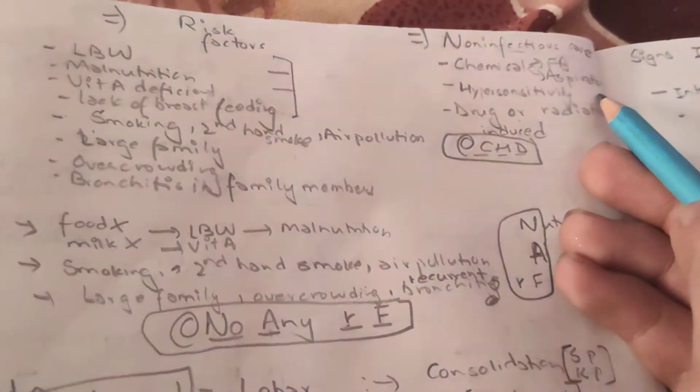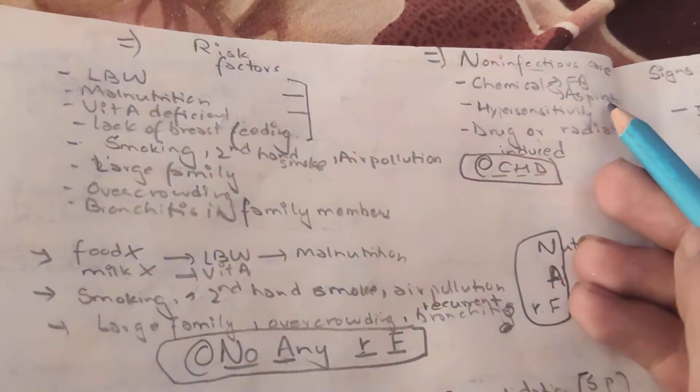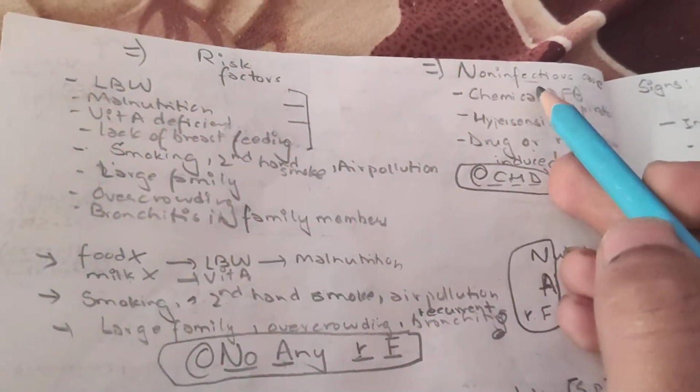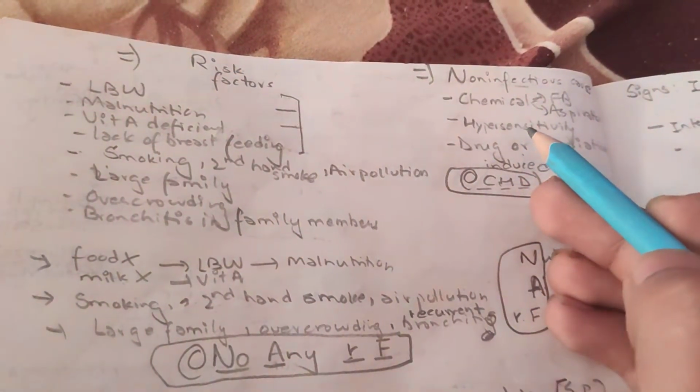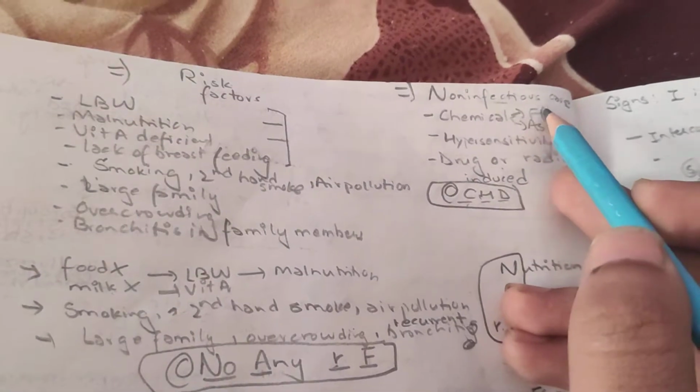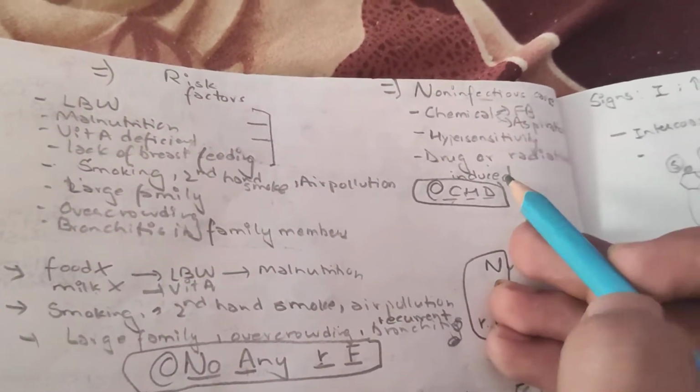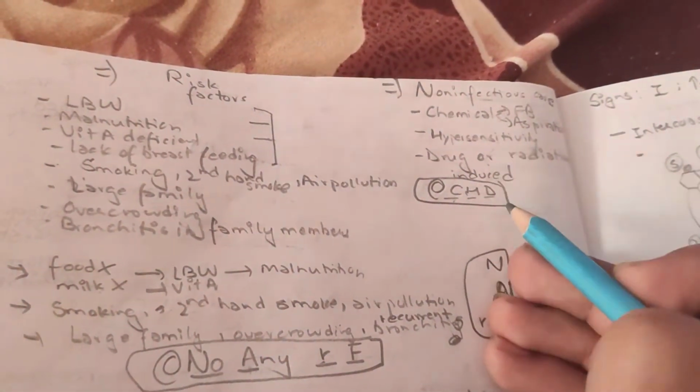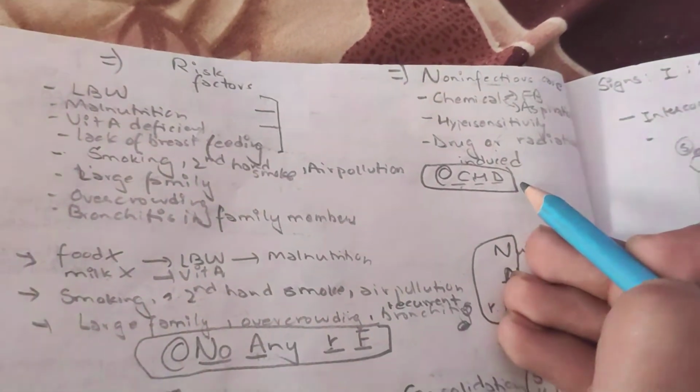Now, what are the non-infectious causes that cause pneumonia? Non-infectious causes are C, H, D. We can remember it in this way. C means chemical pneumonia, foreign body, aspiration. H means hypersensitivity. D means drug-induced or radiation-induced.